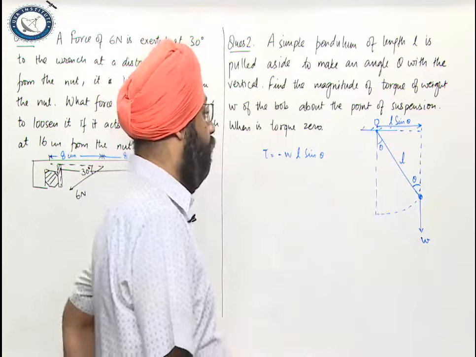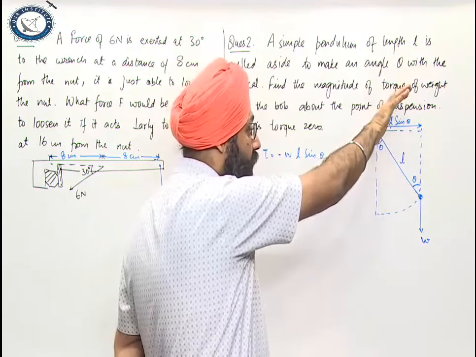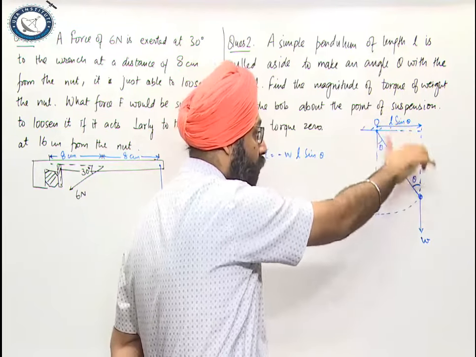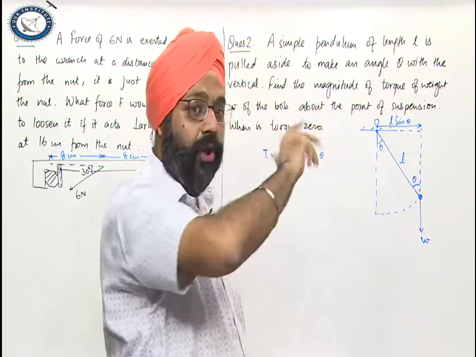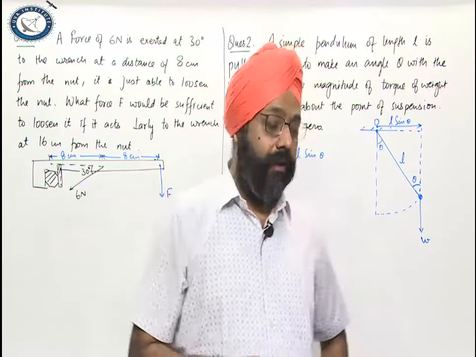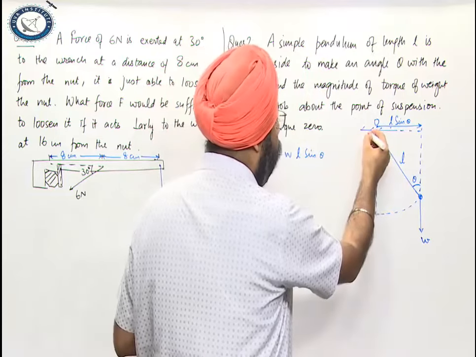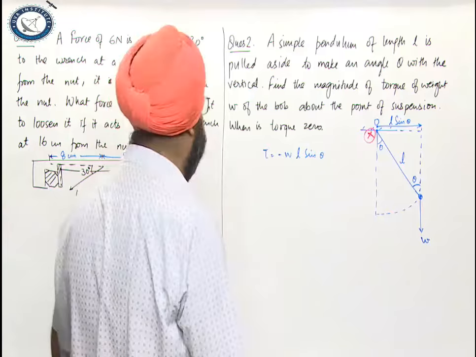The direction of torque will be inside the plane. It can be seen by the right hand thumb rule. If I am tightening a screw in this direction, the torque is inside the plane. Inside means cross, outside means dot. These are the general sign conventions that we use.